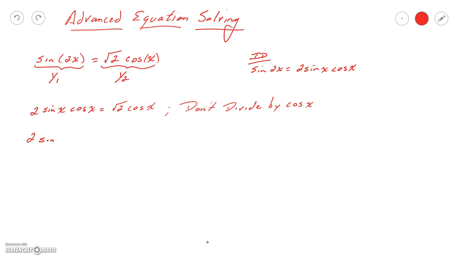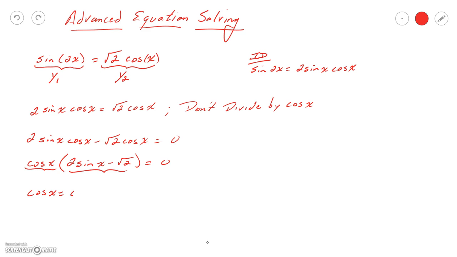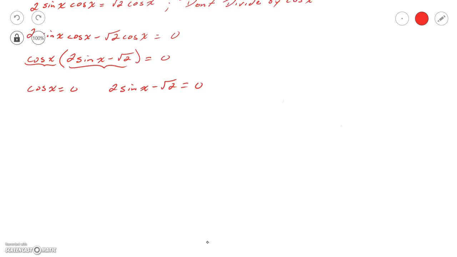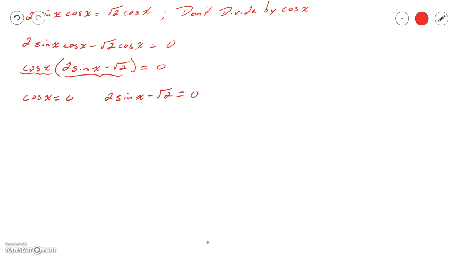So let's set this thing equal to 0. And once we get it set equal to 0, then I'm going to factor out a cosine x. And so that leaves me with 2 sine of x minus radical 2 equals 0. And you can see then the answers don't get canceled out. I still have my cosine here, and I still have my sine right here. I can use the zero product property. Cosine of x equals 0, 2 sine of x minus radical 2 equals 0. And then we can solve this for x.